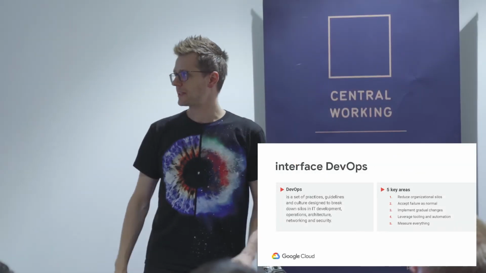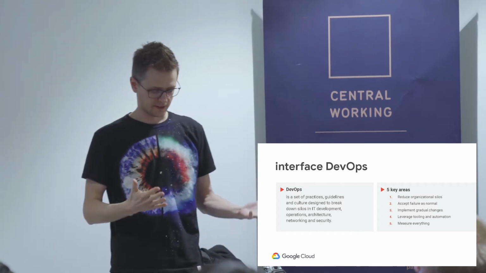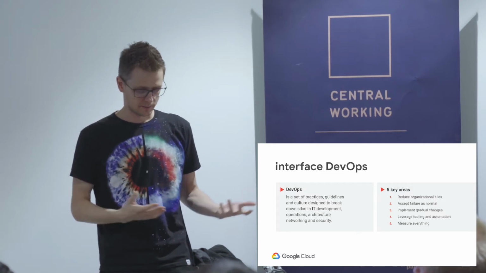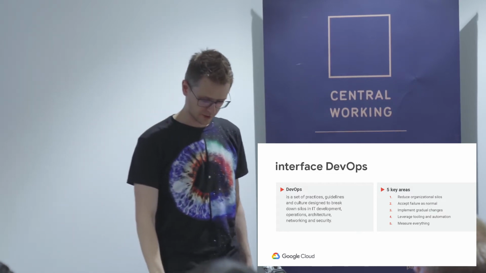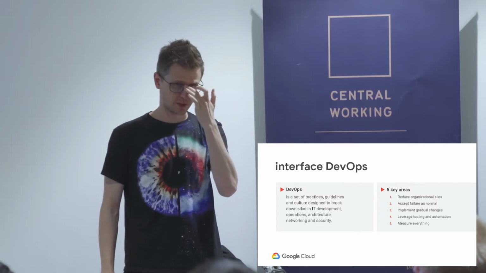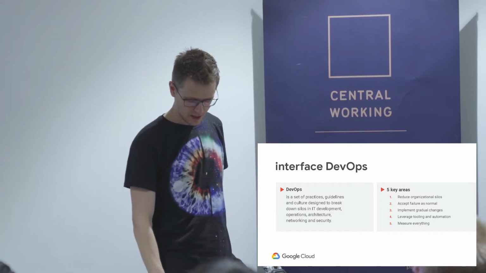And these principles have basically 5 key areas. First is break down that wall between dev and ops, help everybody collaborate and build and run the system more efficiently. Then we kind of know that things are going to break, so we might as well be prepared for it and accept failure as normal, because it's going to happen.